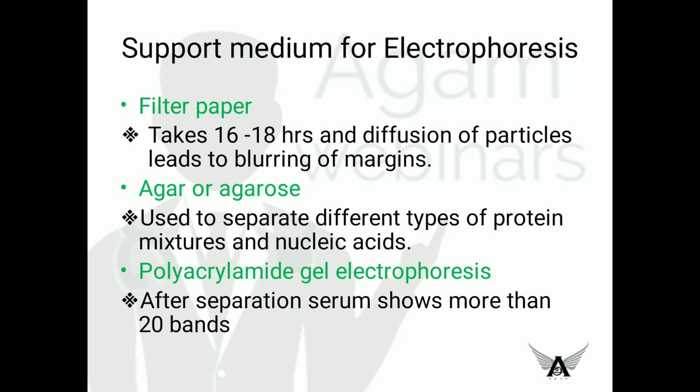Okay, second one is agar or agarose gel. They are heterogeneous polysaccharides. They are viscous liquids when hot, but when cooled, they form a gel. This gel is prepared in the buffer, spread over microscopic slides and allowed to cool. The sample to be separated is placed over this agarose gel. Normally this is used to separate different types of protein mixtures and nucleic acids. When we use agarose gel, the time consumed is less, and we see 5 different bands.